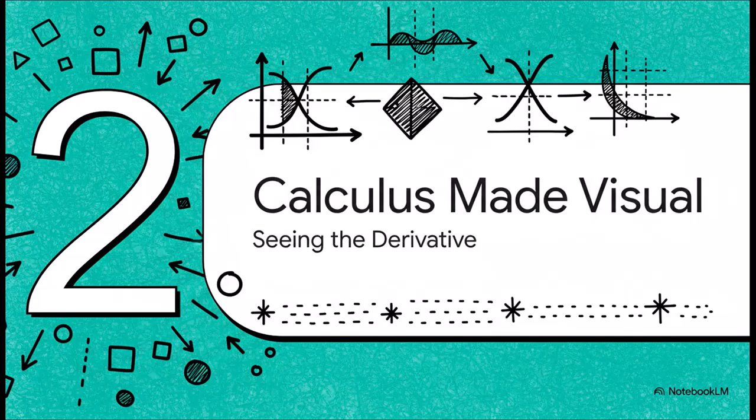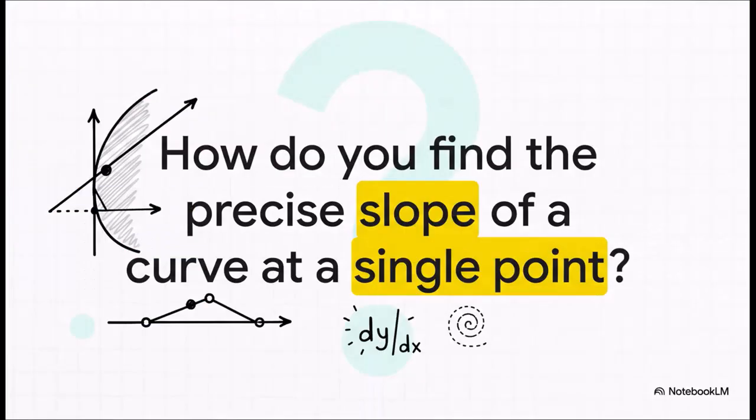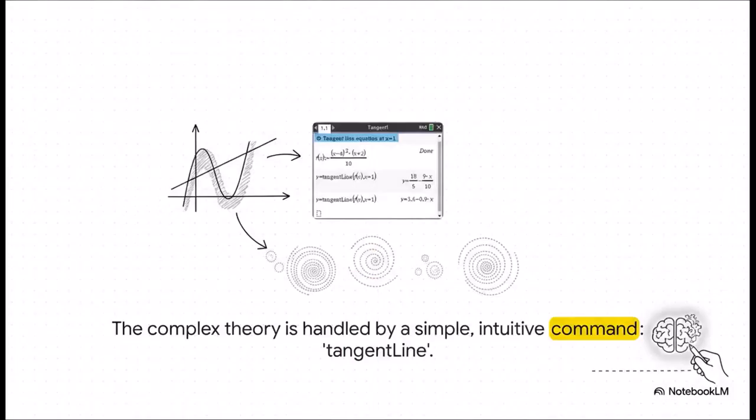Calculus. I mean, this can be one of the most abstract, most intimidating topics in all of math. But what if you could actually see what a derivative is doing? So here's the classic calculus problem, right? You've got a curve, and you want to know its exact steepness, its gradient, at one specific single point. The old school way involves all these complex formulas about limits and derivatives. Well, with the Nspire, you just tell it what you want.